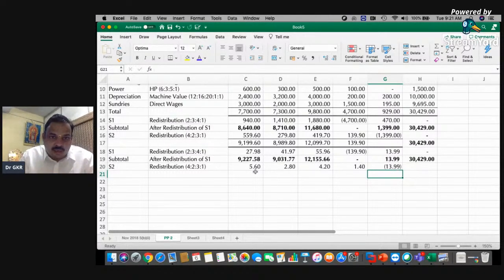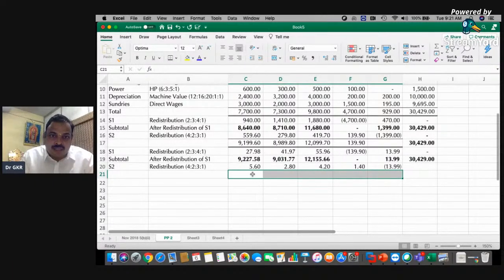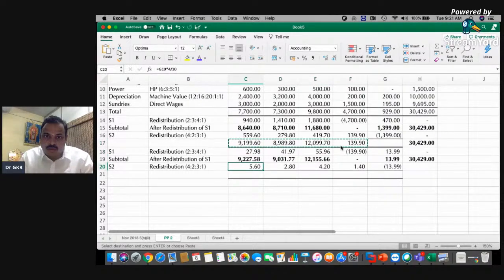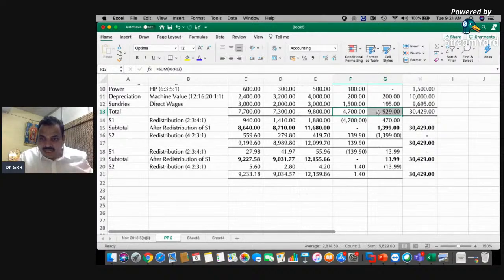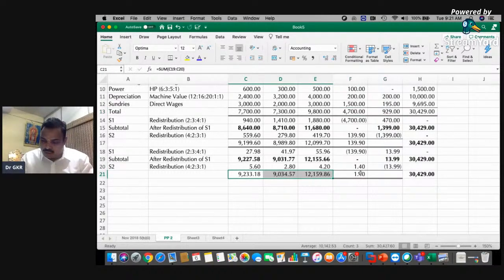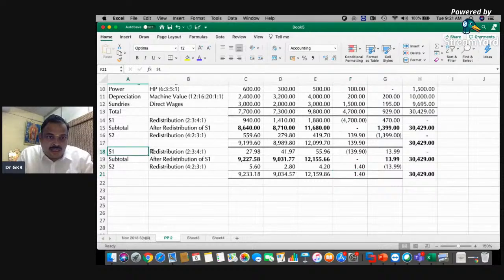So, let us take the total now. So, what is your total after distributing? Okay. So, this is your total after distributing. So, what is your total now? The same 30,429. So, now you have got this 4,700 and 929, which is almost 5,629, has been loaded here. The last bit that has to be loaded is only 1.4. So this 1.4 I'll again redistribute.